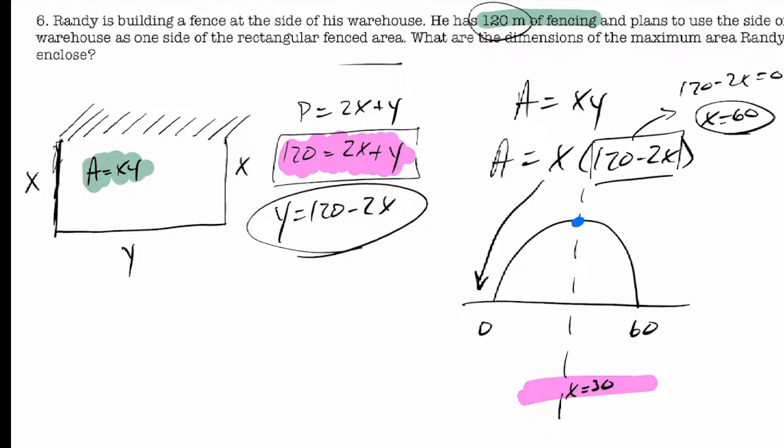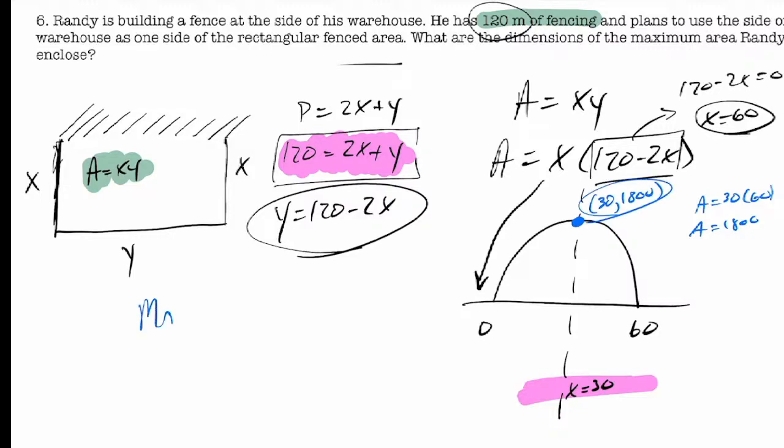So if I let x equal 30, this point is x is 30, and this would be your area at 30, which they don't ask you to calculate, but we can calculate it here. This is 30 times 60, and area is 1800.